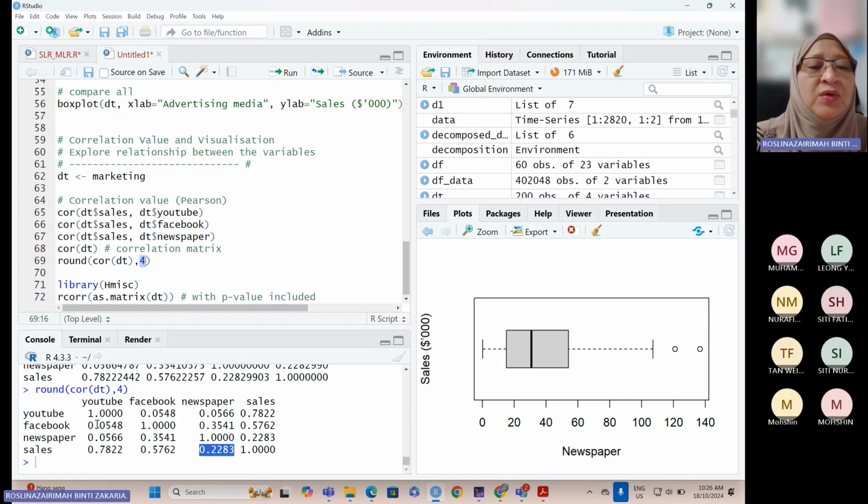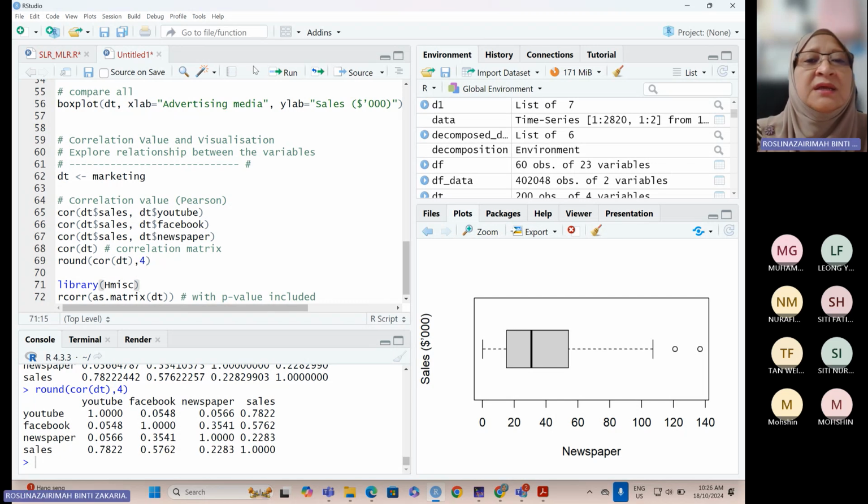So we look at, between itself, of course, 1. On the diagonal, it is always 1, the correlation between themselves. Newspaper, sales and sales, the correlation, of course, is 1, on the diagonal part.